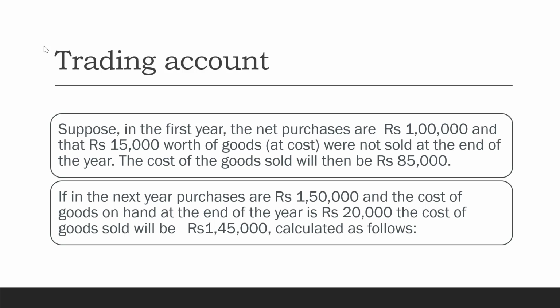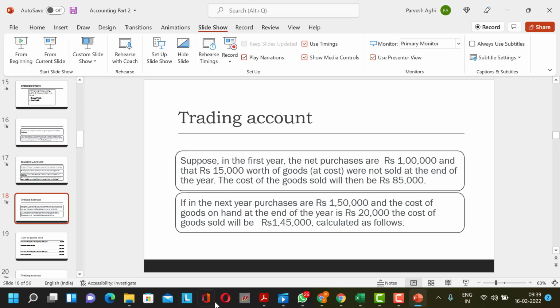So next year, what was your purchases? Next year purchases was 1,50,000. So that means you will have purchases plus the opening stock with you. That will be available for sale in the next year, isn't it? So, sir, 1,50,000 plus the 15,000 which were not sold, minus 20,000. So how much do you get? Just a second, sir.